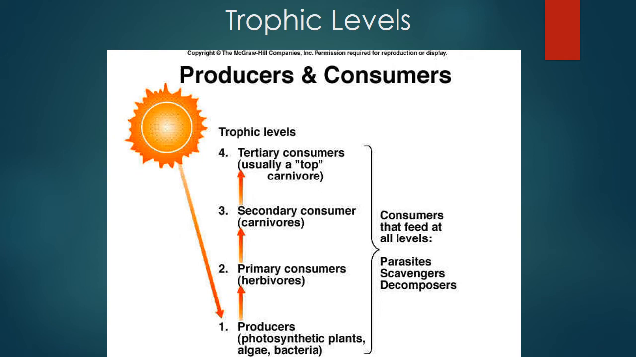Another way to look at it, again, all the energy starts with the sun, moving up through the producers, consumers, secondary consumers, tertiary consumers, the top carnivores, and then these organisms, parasites, scavengers, and decomposers, actually feed at all levels of the food chain. All right, doesn't matter what it is. So these organisms are able to feed anywhere.